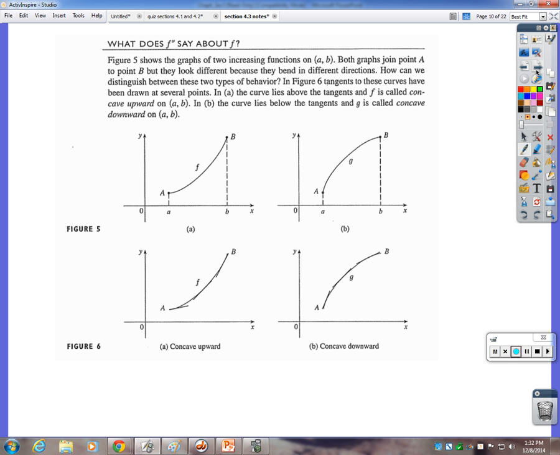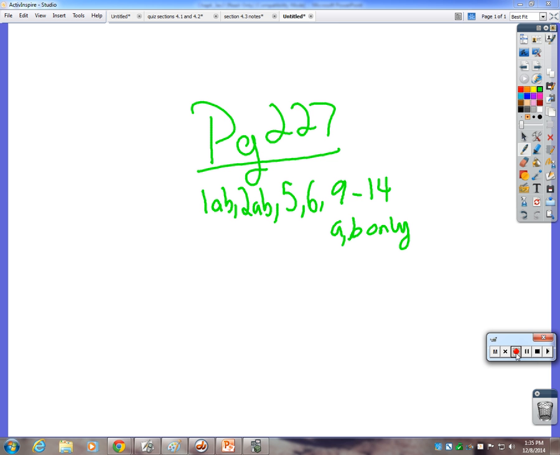Okay, so let's do some problems. We don't know how to do the second derivative test. So anytime it says concavity or points of inflection, I think it's just A and B, we don't know how to do that yet, so leave that out, okay?